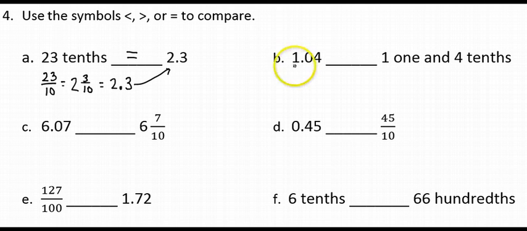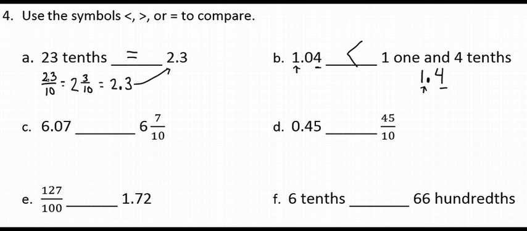Going across, we have 1 and 4 hundredths, and we're comparing it to 1 and 4 tenths. In decimal form, 1 and 4 tenths would look like this. Well, they both have 1 as a whole number, but now we're comparing 4 tenths against 4 hundredths. 4 tenths would be greater than 4 hundredths, so the second number is the larger number. 1 and 4 hundredths is less than 1 and 4 tenths.